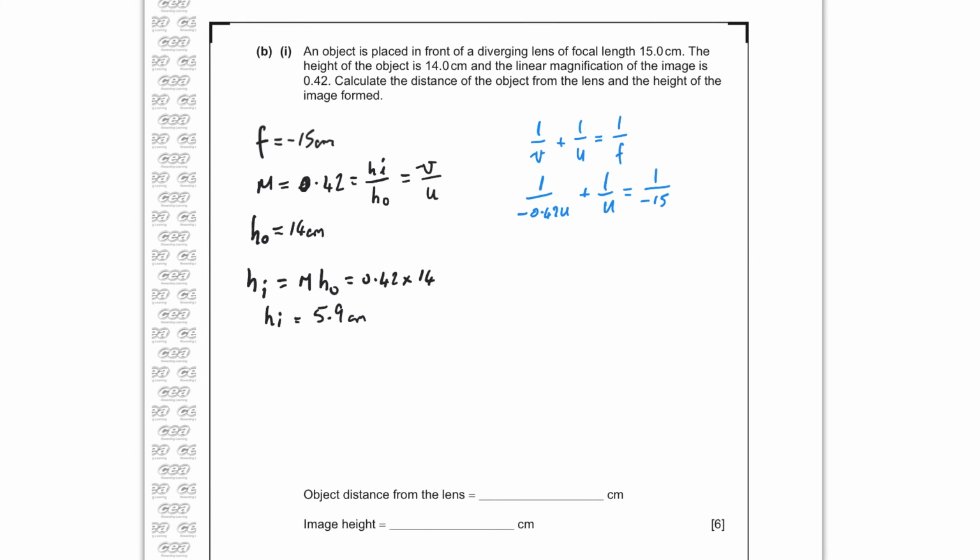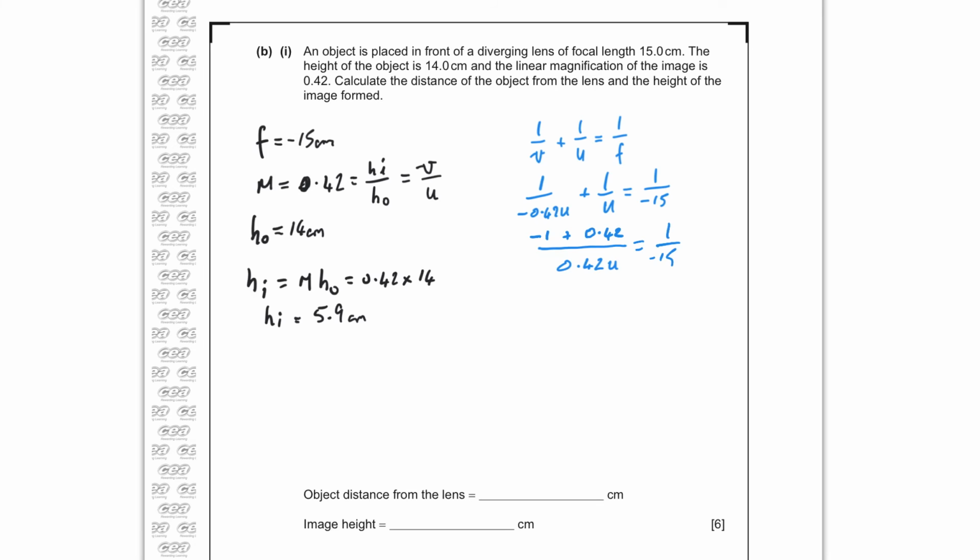So we've got something like this, with v going in as 0.42 u, but negative, f going in as minus 15. So if we take a common denominator, 0.42 u, then we'll get minus 1 plus 0.42 over 0.42 u, and that'll be equal to the minus 1 over 15, or 1 over minus 15 if you want to call it that.